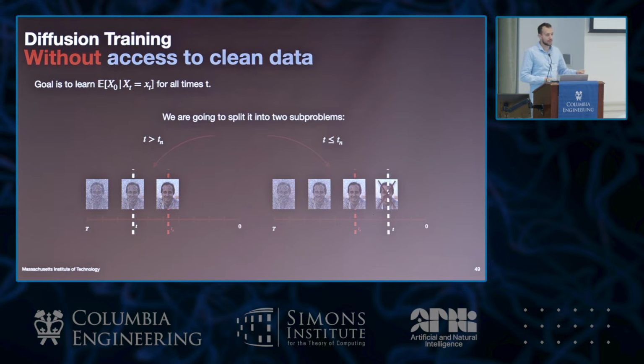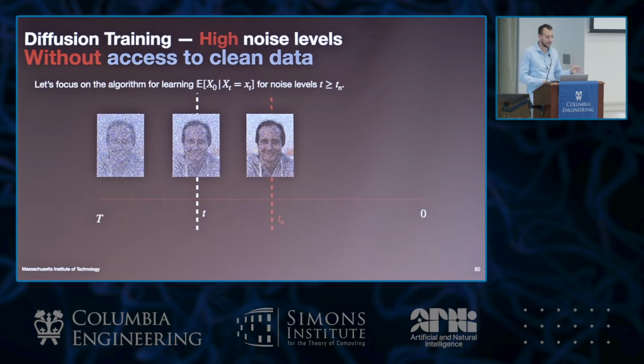The second, learning denoisers for lower noise levels, is harder, and I'm not going to talk about how we do this today. But if you're interested, we can chat over the break. But I'm going to give you an intuition about the first one, which is how do you do this for noise levels that have more noise than the noise in your data?